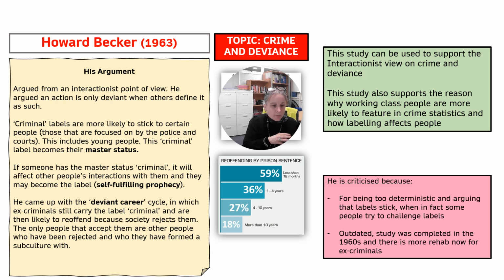You then can't get a job. You then turn to crime again. Then you meet more criminals. Then you go back to prison. Then you can't get a job, and it just carries on in a cycle. And he talks about labelling as well, people living up to their labels. If your label is criminal, it's hard to not live up to that label, the self-fulfilling prophecy that we've talked about lots of times.